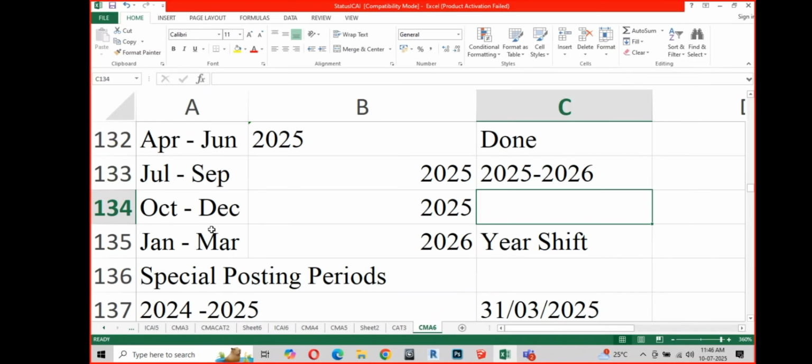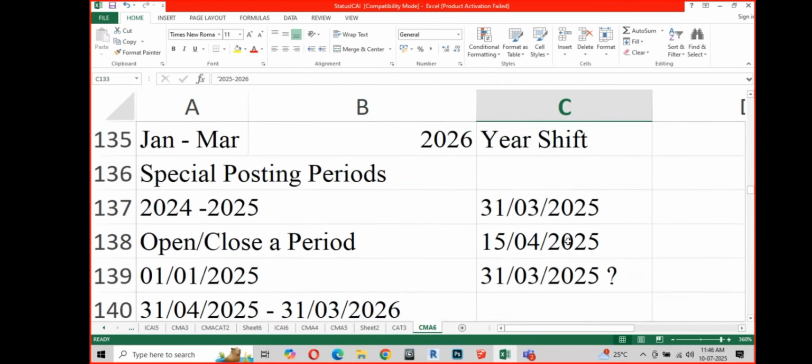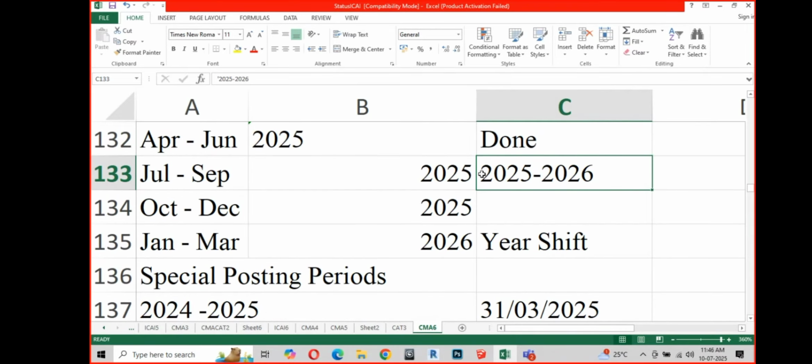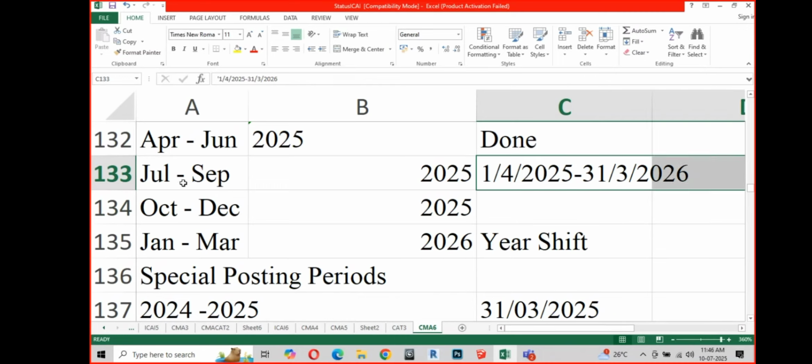Here, my financial year is 2025 to 2026, April 1st, 2025 to 31st of March, 2026. You want me to write the dates also? I'll write. This is going to be my financial year. Now, what have I done? I have broken this entire financial year into 4 blocks, 4 quarters, meaning I'm assuming that I'm closing the books of accounts every quarter.